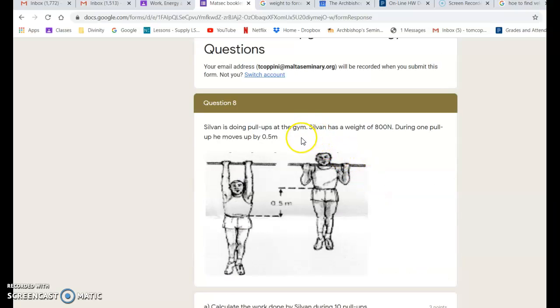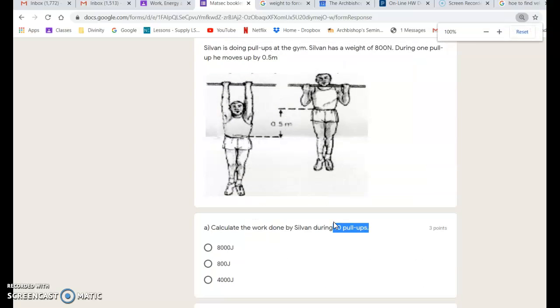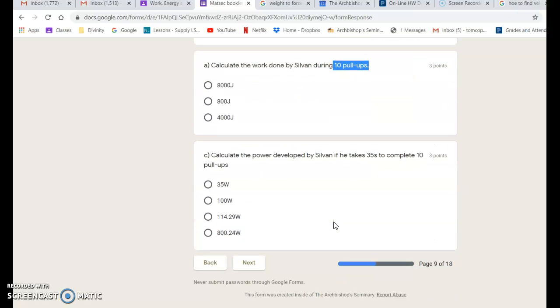So for one pull-up, he has a weight of 800 newtons and he moves 0.5 meters. So the work done for one pull-up is 800 times 0.5, which is 400 joules. Now he's asking you 10 pull-ups, so that was for 1. Now you have to do it for 10. So what do you have to do? I'm not going to tell you the answer, because you can do it.